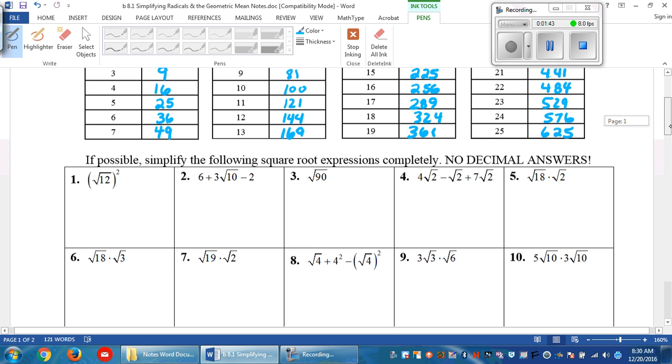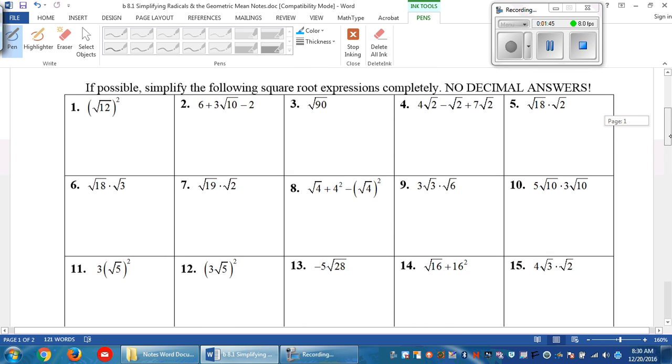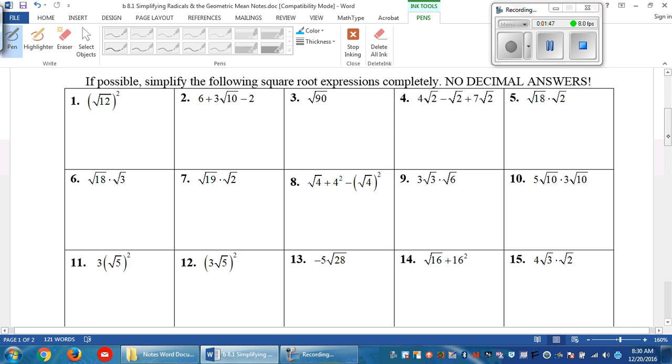So the first skill that we're looking at before we get to the geometric means part is simplifying these once again. So remember the skill that we had? We have 12 times, this is root 12 times root 12 because of the squared. You can see that. You know that's the same root, so the answer ends up being just 12.